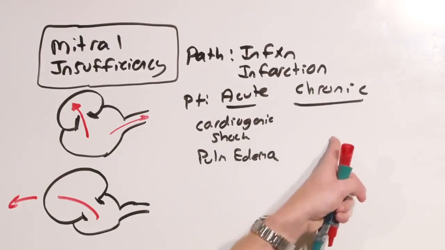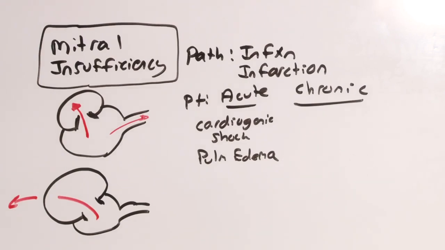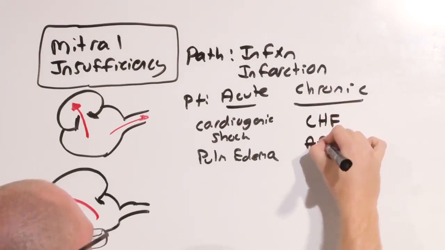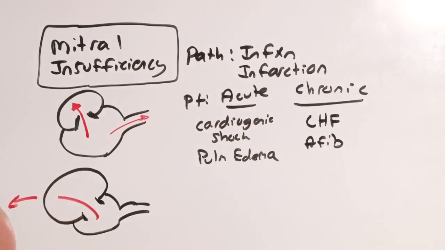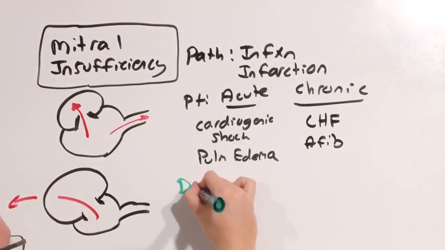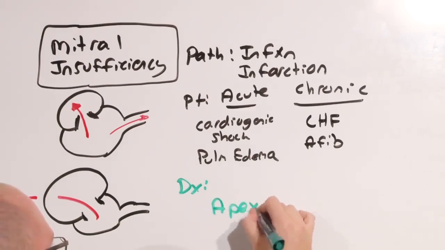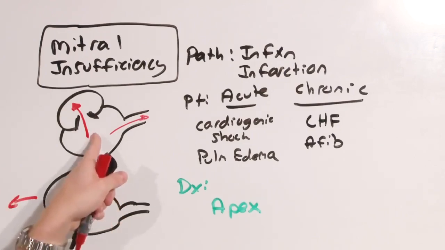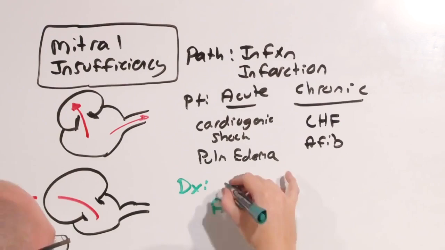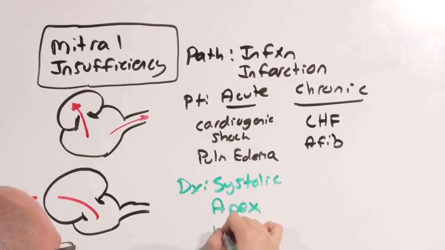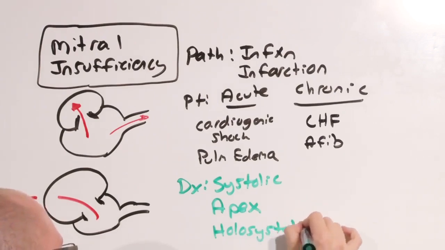The chronic, more insidious form of mitral insufficiency is going to present with heart failure symptoms and maybe AFib because of the left atrial stretch. The diagnosis is made by auscultation. It is a mitral murmur, so it's going to be heard best at the apex. Because blood is leaving the ventricle during systole and crossing the valve, you're going to hear a systolic murmur. It will be described as high-pitched and blowing, but holosystolic murmur is the key.